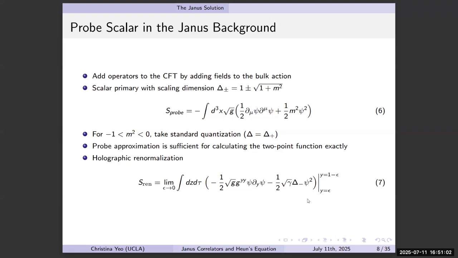Mass square is negatively bounded. Why? I'm saying it could be this value, in that case. When the mass is positive, delta plus is normalizable and delta minus is the non-normalizable mode. When it's this value, they're both normalizable, so we can pick between delta plus and delta minus for the conformal dimension. Then we're making this choice.